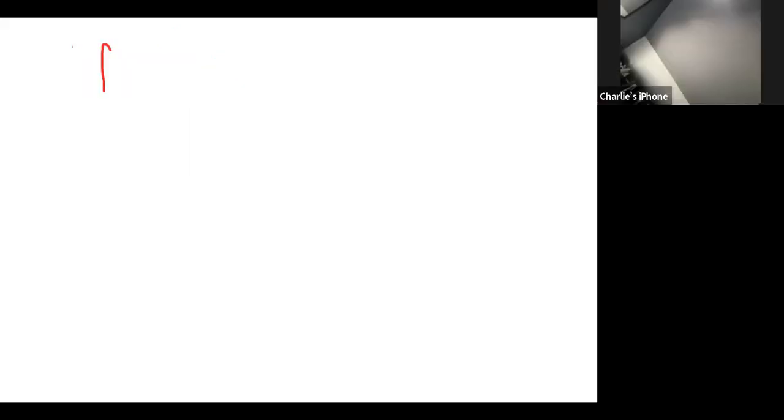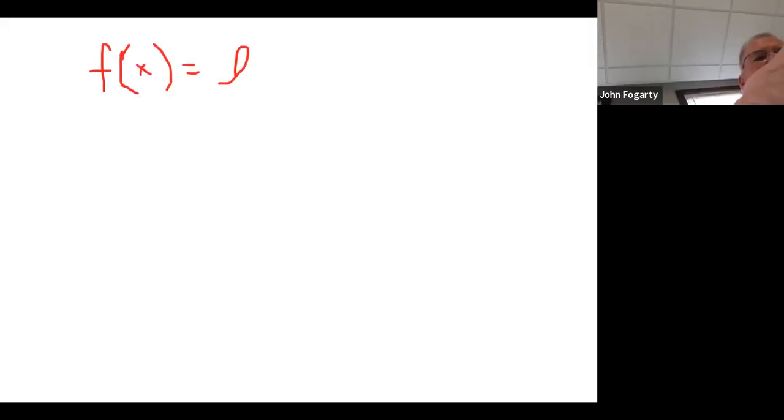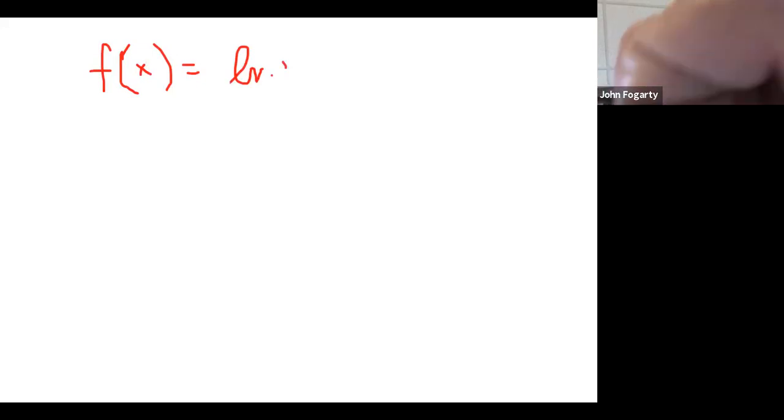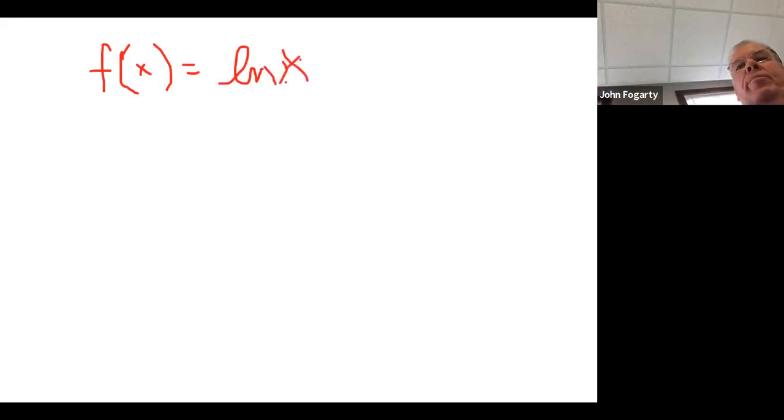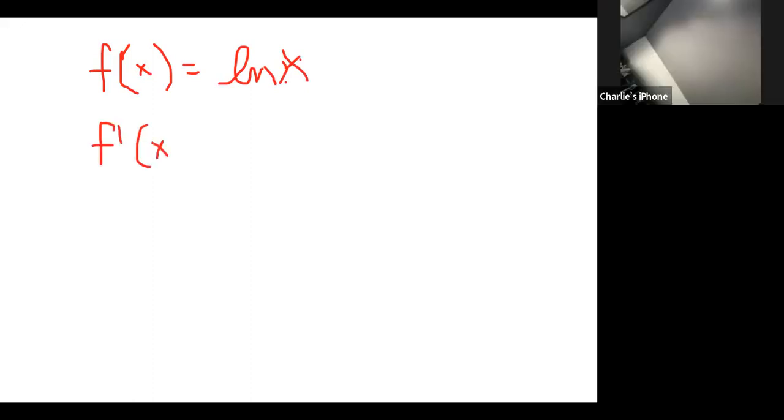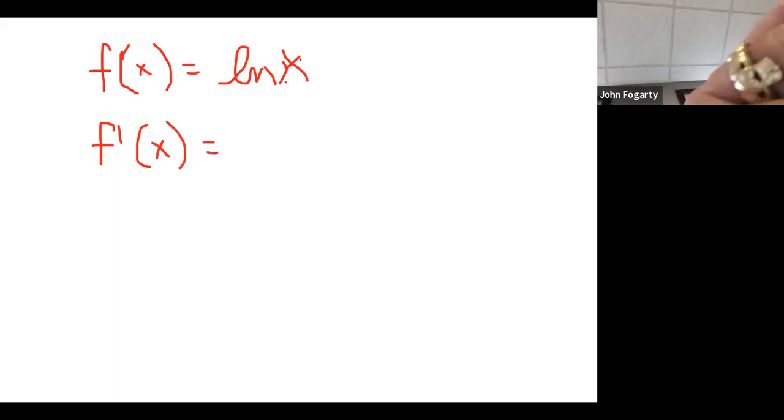If f of x equals the natural log of x, then f prime of x, the derivative, is simply 1 over x.